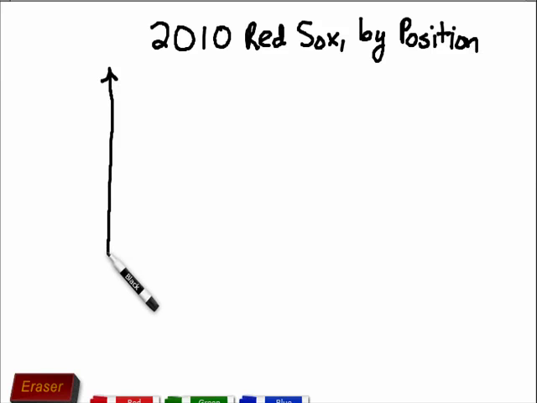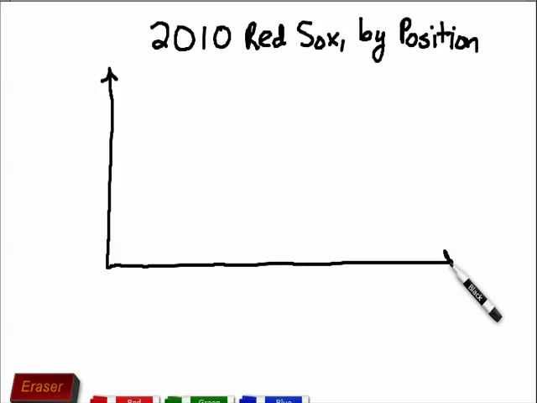We're going to need a couple of axes. We've got a vertical axis that goes up and down, and the horizontal axis goes left to right, which is parallel to the horizon, so we call it horizontal. And then we're going to want to label each of the two axes. We're going to want to label down here for the horizontal axis and label up here for the vertical axis.